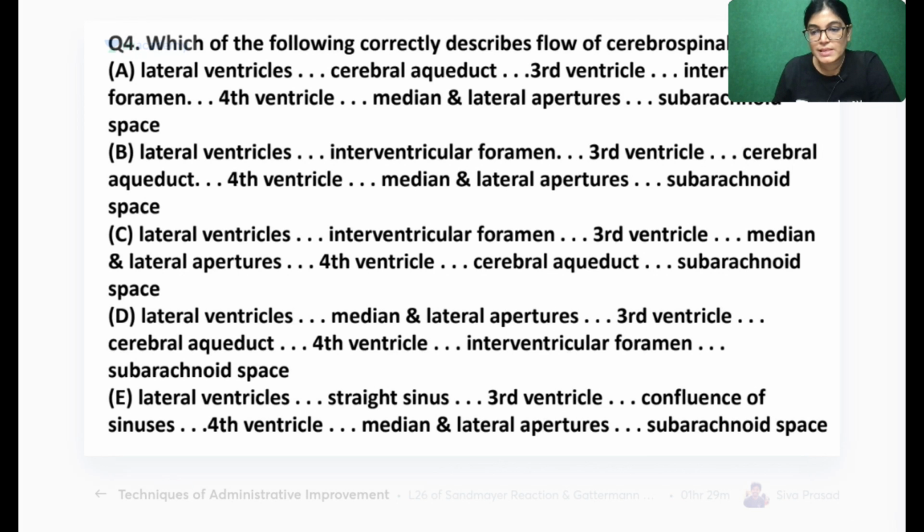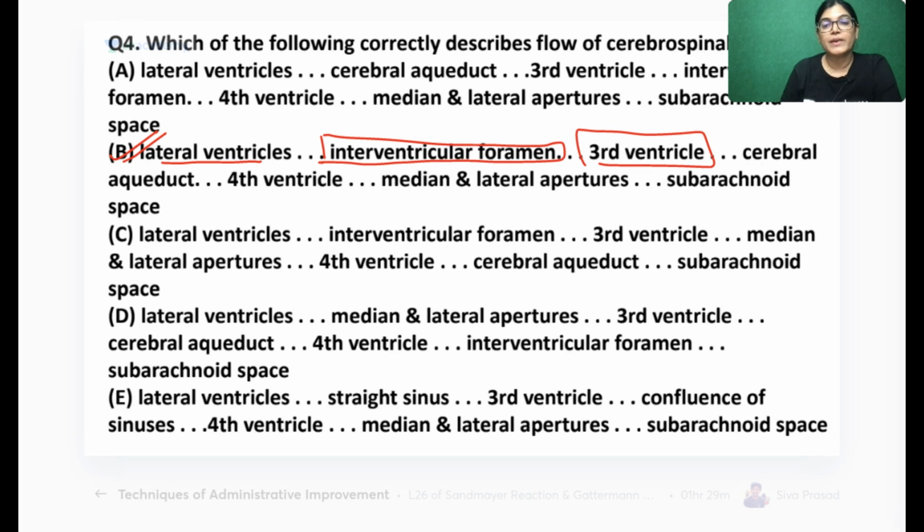Okay, so many of the students have marked it right. Very good. The correct answer is that the CSF flow is from the lateral ventricle, then the interventricular foramen of Monro, then the third ventricle, from the third ventricle the cerebral aqueduct, then the fourth ventricle, from the fourth ventricle the medial and lateral apertures, and then the subarachnoid space. So this is the correct flow of CSF.